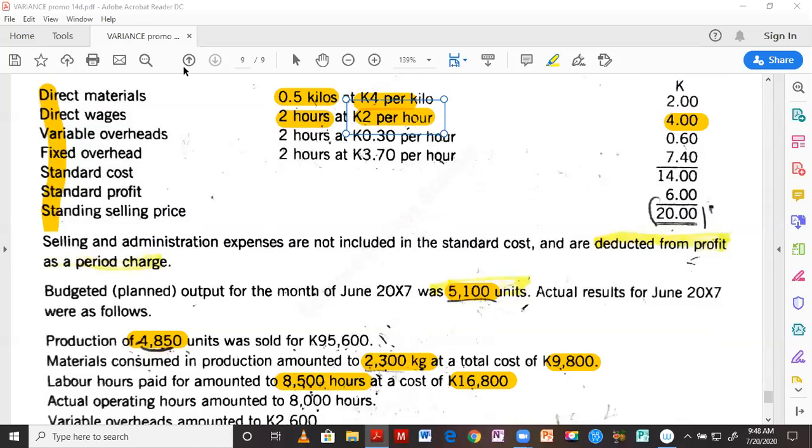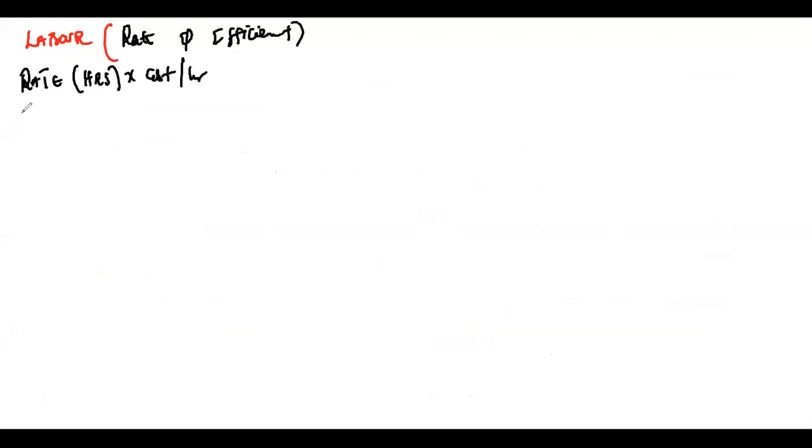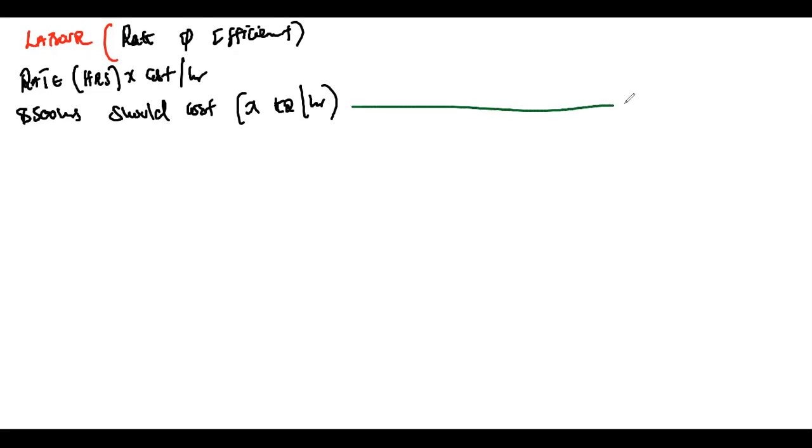Hours, we've got how many hours? We've got 8,500 hours. We say these hours should cost how much? You multiply by 2 kwacha per hour, which automatically gives us how many? 17,000. Not 16,000. We've got our 17,000 kwacha right there.